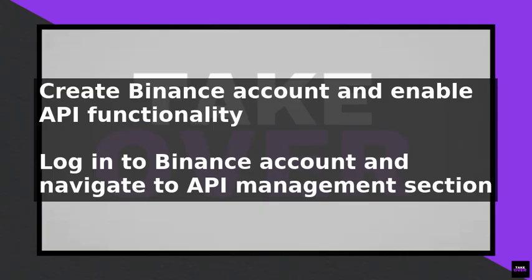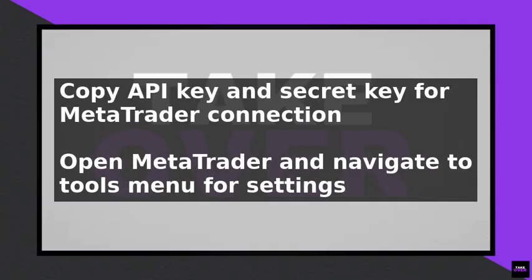You will need to provide a label for your API key and set the permissions to enable trading and reading balance information. Once you have created your API key, you will need to copy the API key and secret key. These keys will be used to connect MetaTrader 5 to your Binance account.